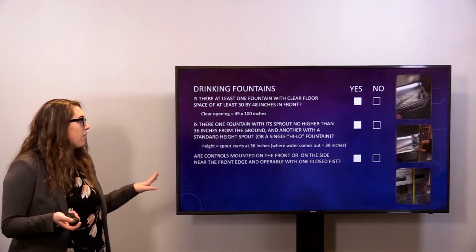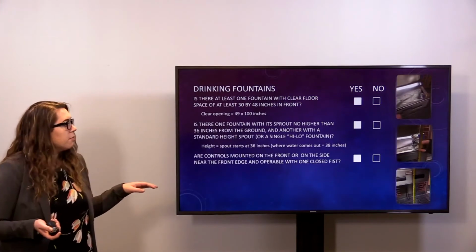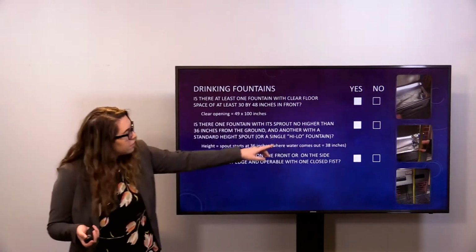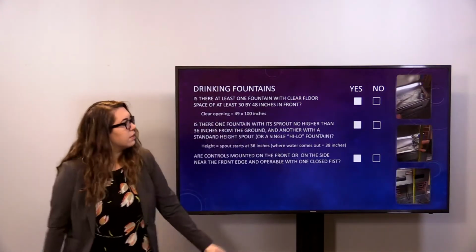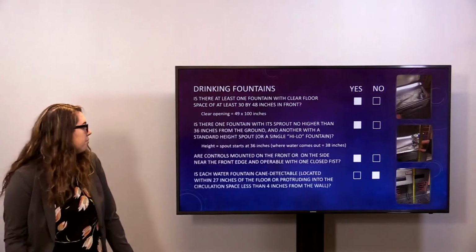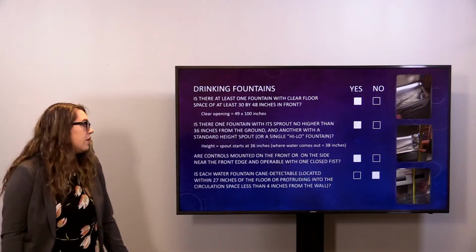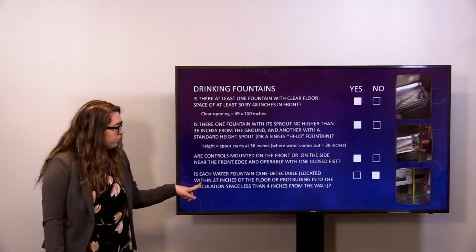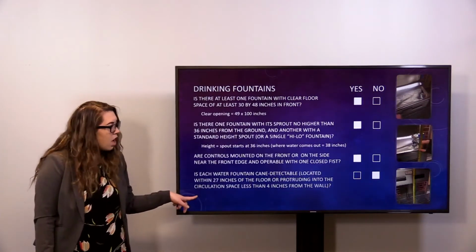Are the controls mounted on the front or on the side near the front edge and operable with a closed fist? They're mounted on the front and on the side, as you can see there, closed fists in that picture operating it. And are they cane detectable, located within 27 inches of the floor or protruding into the circulation space less than 4 inches from the wall?